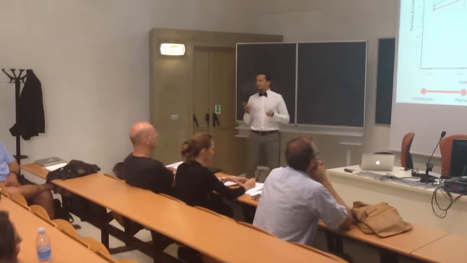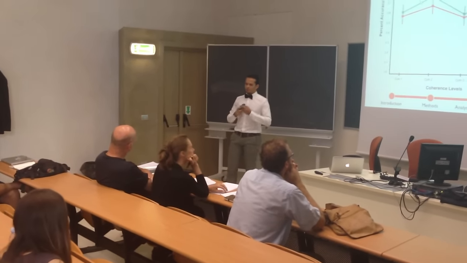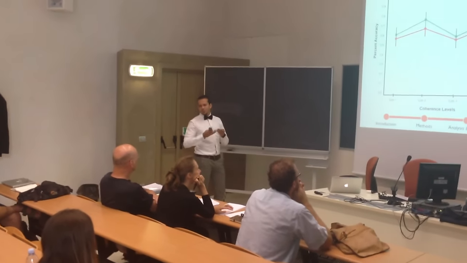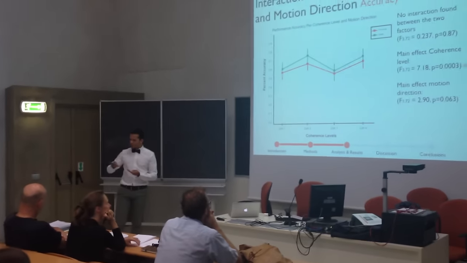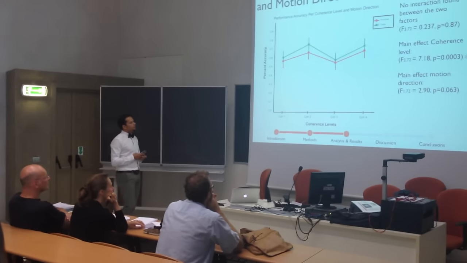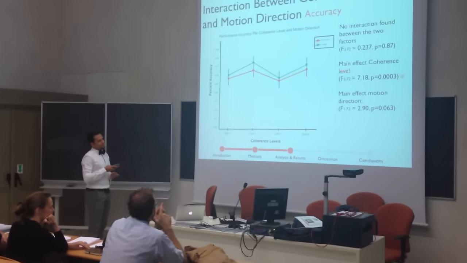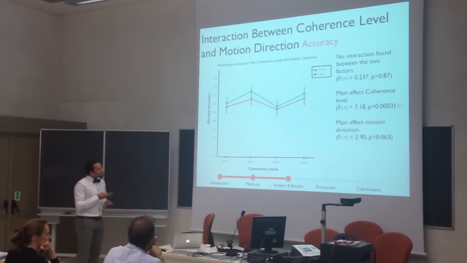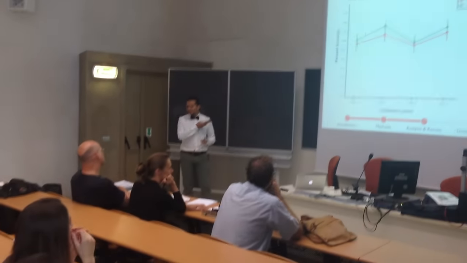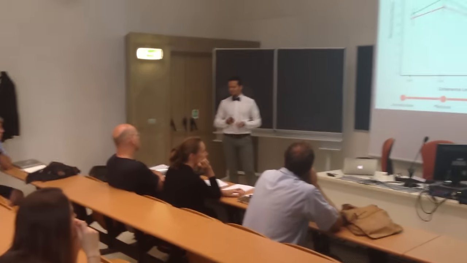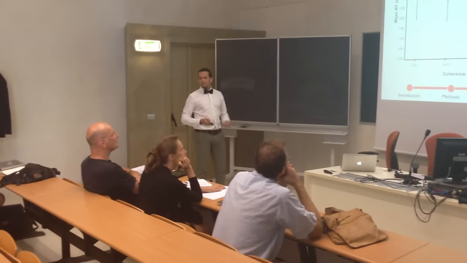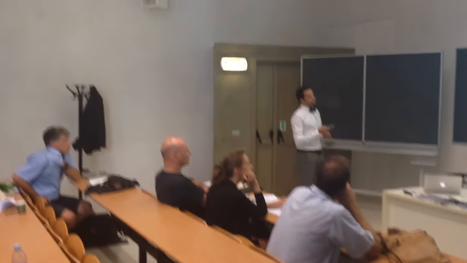Then subjects reported that proximal motion direction was a bit difficult to figure out. So we thought we could study the interaction between the direction of motion, proximal or distant, and the coherence level. So we ran a two-way factorial ANOVA, and we got the main effect of coherence level significant. And the main effect of motion direction, you can see here a bit that there is something, but it's not significant. So there's nothing in statistics. And no interaction found between the two factors. We ran the same also on reaction time, and we found nothing significant.